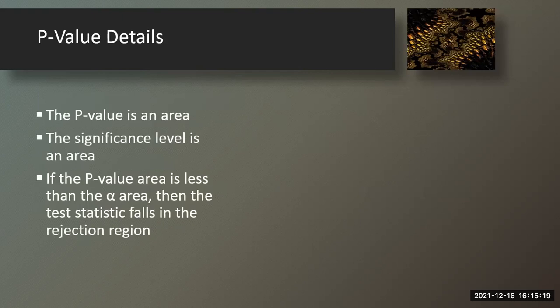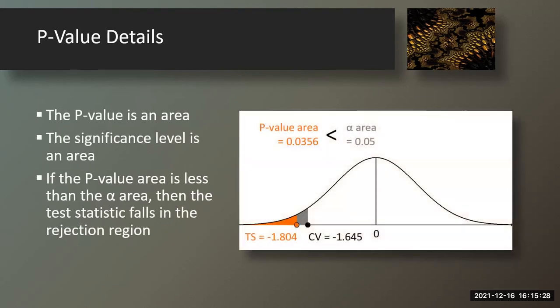And I will note that the p-value is an area, and that significance level is an area. And again, I cannot stress this enough. If the p-value is less than that area, then we get to reject the null hypothesis. So you see that test statistic of -1.804 that we pulled from that previous hypothesis test. There is a critical value for an area of 5% on the left, -1.645. And you can see distinctly here that that test statistic falls in the rejection region, which should indicate to all of us that in this pretty picture, it's fairly clear that the p-value is less than the alpha in terms of area.